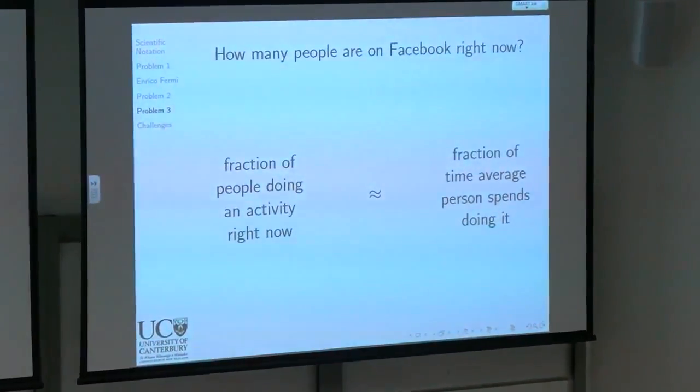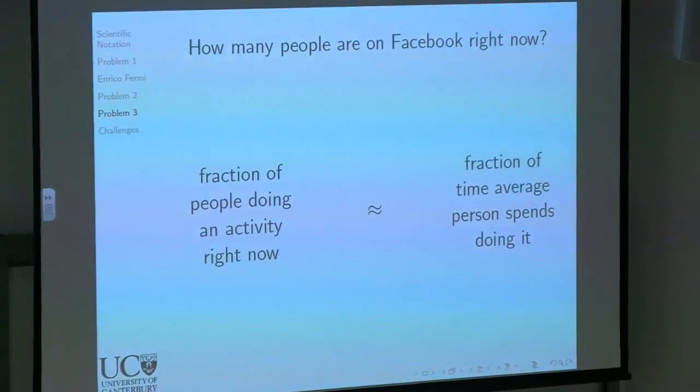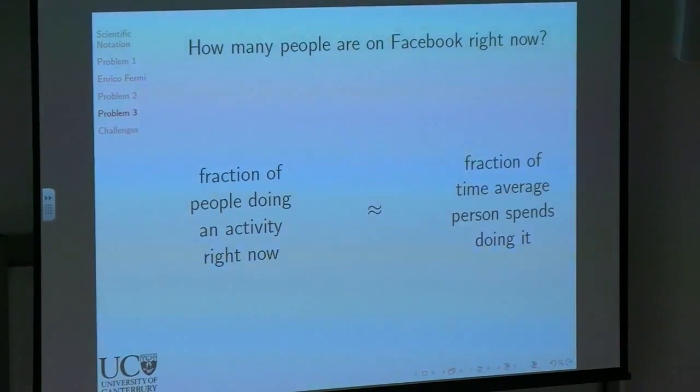So this says the fraction of people doing that activity right now is the same as the fraction of time that we spend using Facebook. So this is a little bit hard. It's going to be quite a wild estimate probably. But we need an underestimate and an overestimate for the amount of time that the average person spends using Facebook.